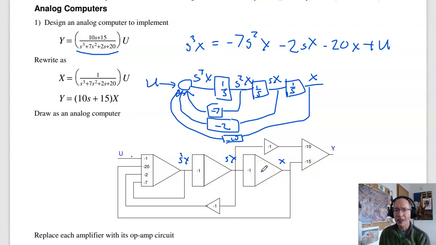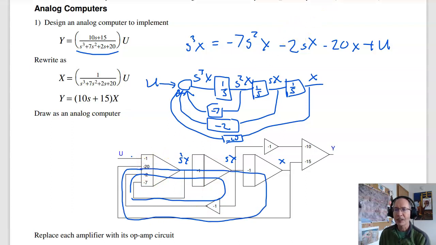I now want to make everything negative, so around this loop the gain should be minus 7, and that's okay. Around this loop, the gain should be minus 2, so there's a minus, minus. I need to add this third op amp to make it a negative gain. Around this loop, the gain should be minus 20, and there's an odd number of op amps, that's okay.